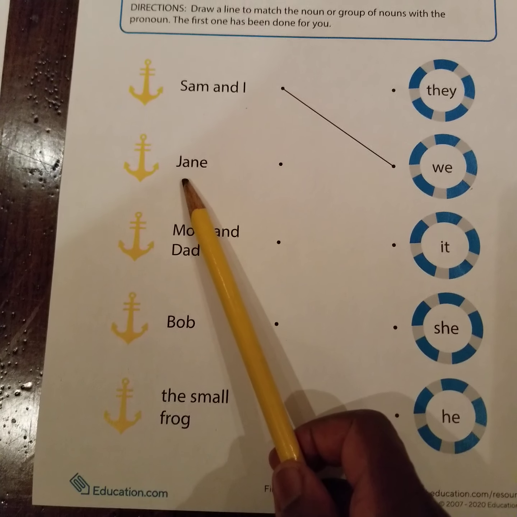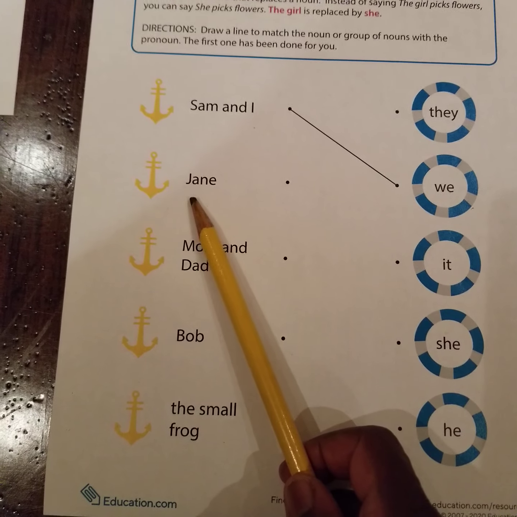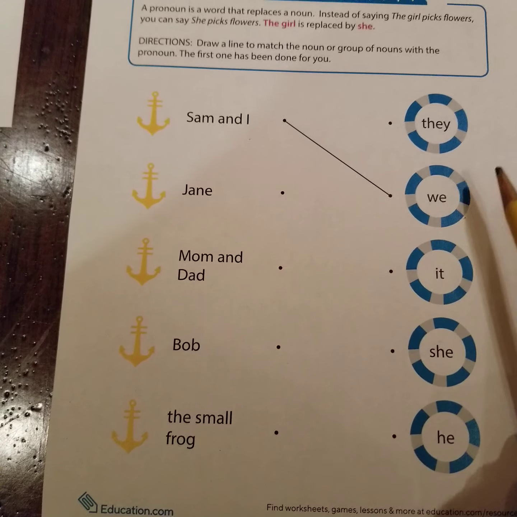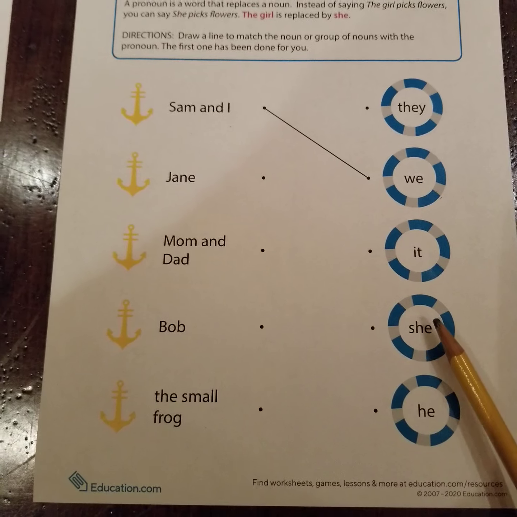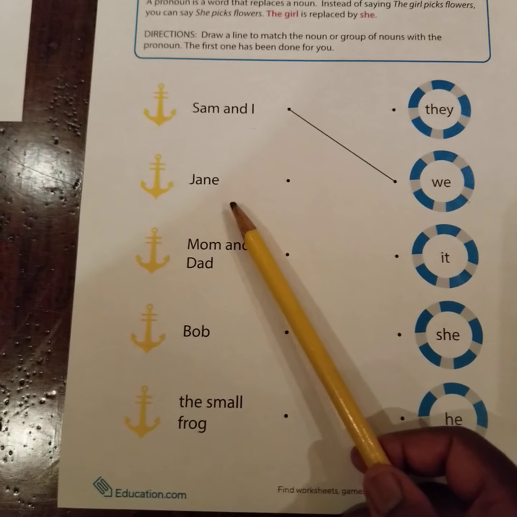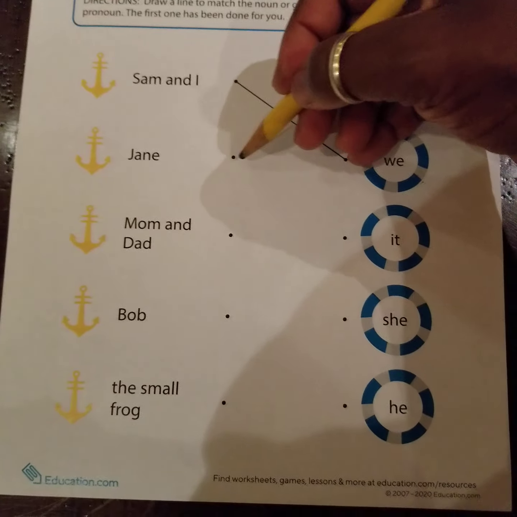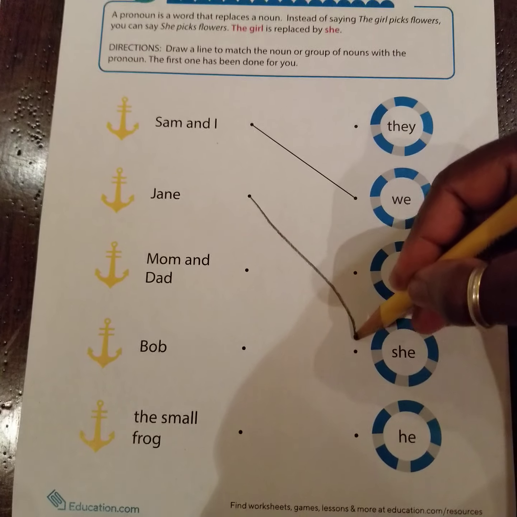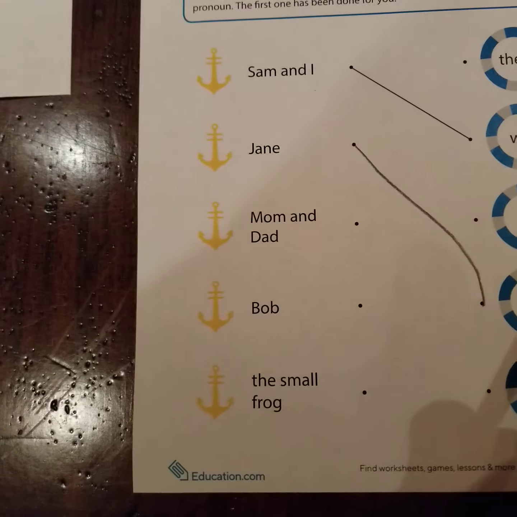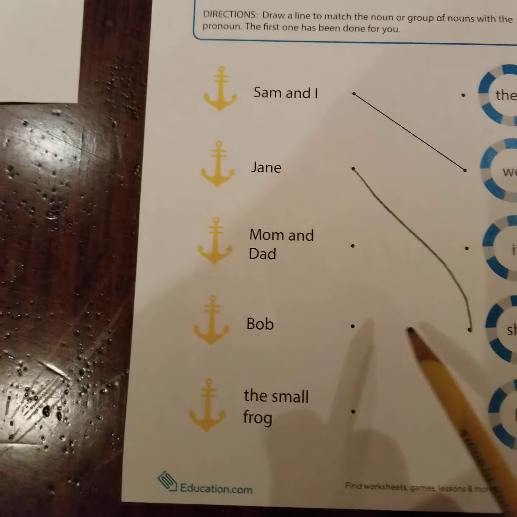So here we have Jane. Jane likes to jump. What pronoun could we use? We could use she, because Jane is a girl's name. And so we would draw a line from Jane to she. She likes to jump rope.